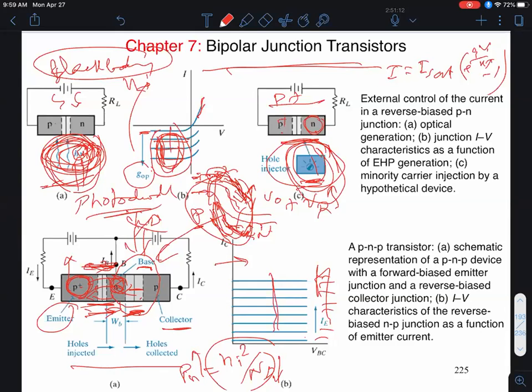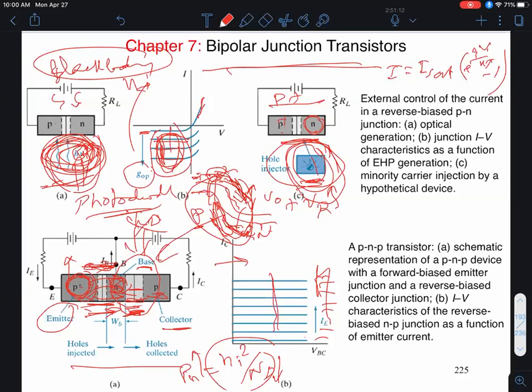Okay, that's why in a BJT you typically have a highly doped emitter, a lower doped base in the middle, and then a low doped collector. You want this collector to be low doped because this junction is reverse bias, and if the doping was very, very high, the breakdown voltage of this reverse bias junction would be low, which you don't want.